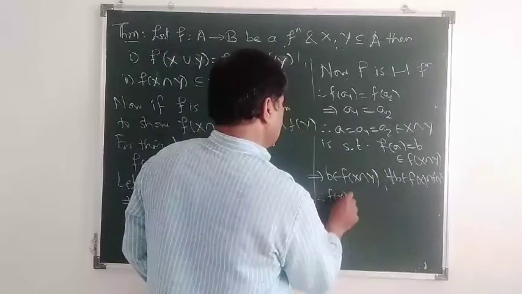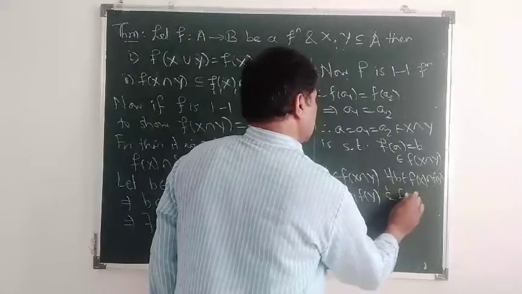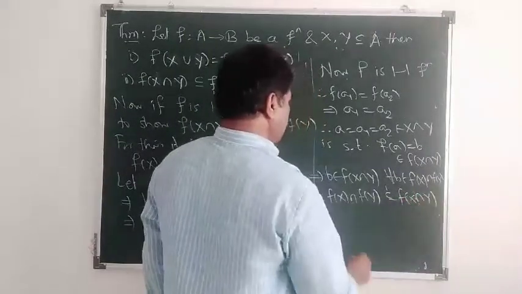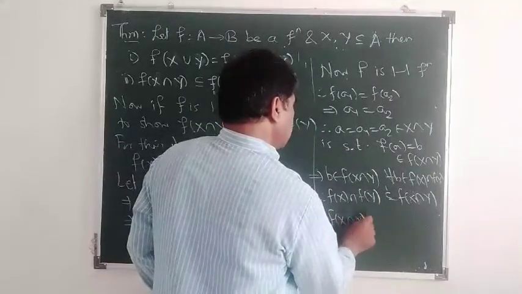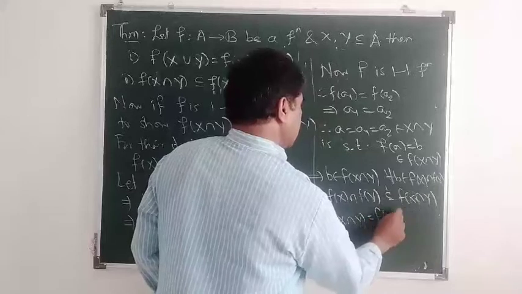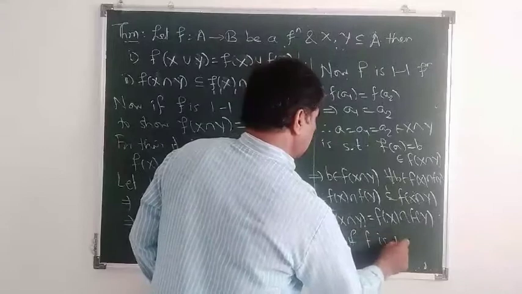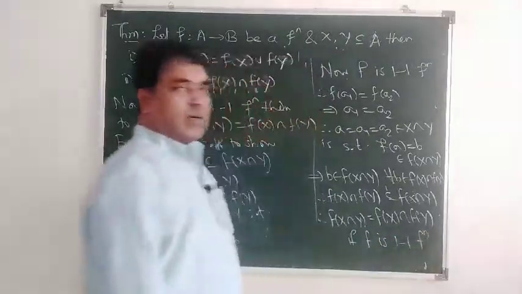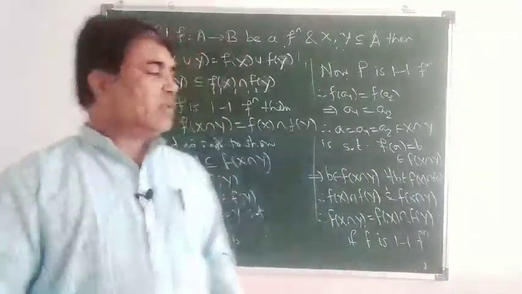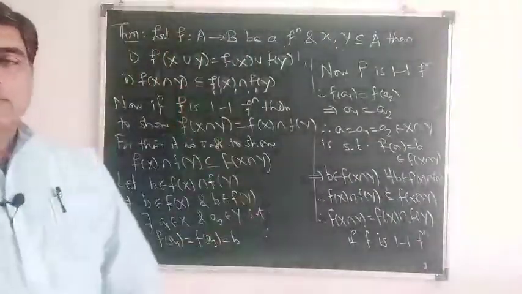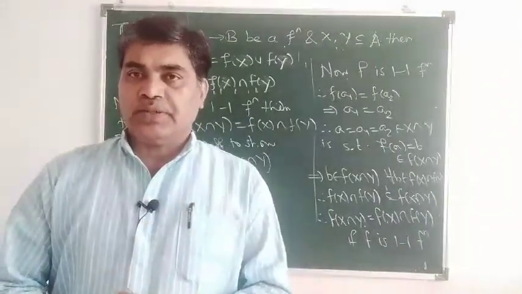Therefore f of x intersection f of y is a subset of f of x intersection y. And therefore f of x intersection y must be equal to f of x intersection f of y if f is a 1-1 function. And if it is not a 1-1 function, then I have given the counterexample where equality doesn't hold, meaning this theorem is true if and only if equality holds if and only if f is a 1-1 function.